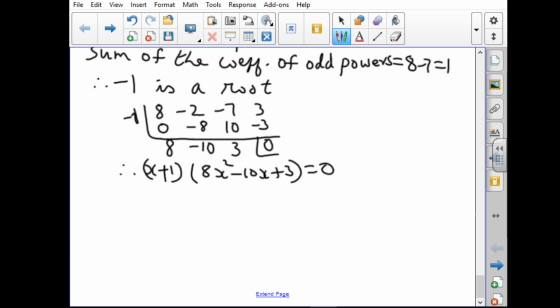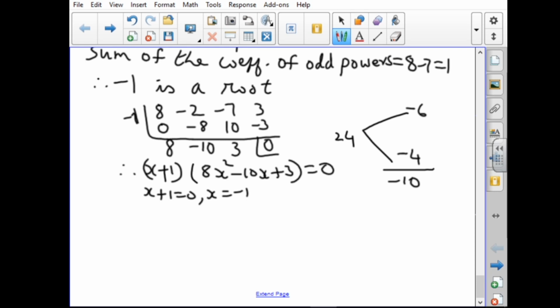So now we have to factorize this. So from this we get x plus 1 equal to 0 gives you x is equal to minus 1. We have to factorize this part. So what is the product? Product is 24 and sum is minus 10. So what are the two roots? Minus 6, minus 4. So add we get minus 10, when you multiply we get 24.